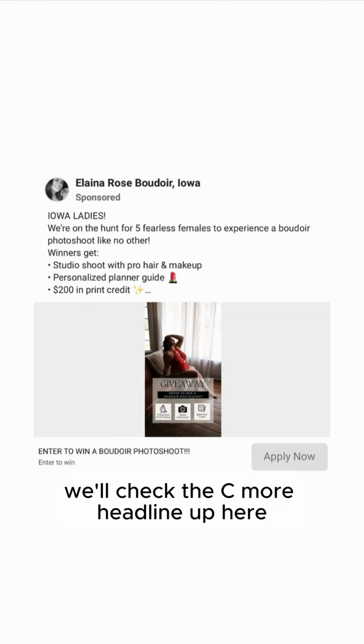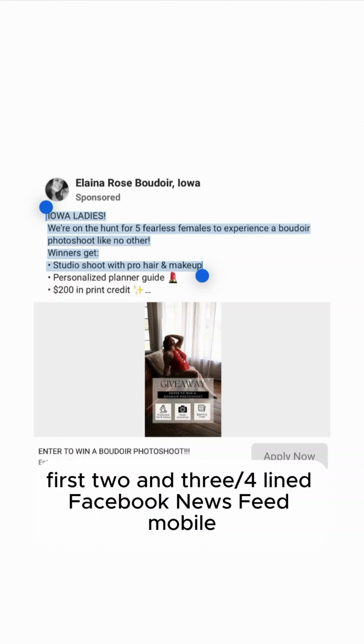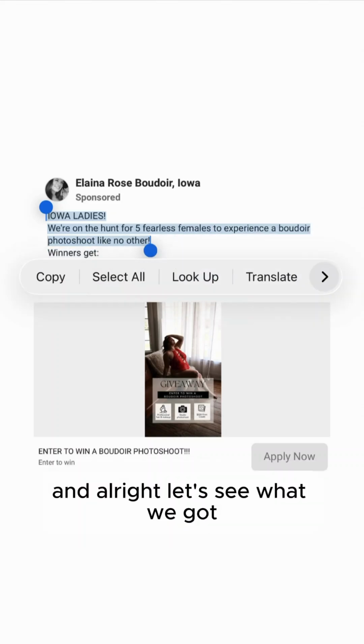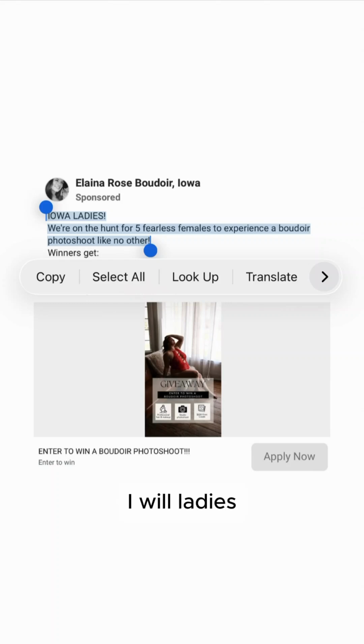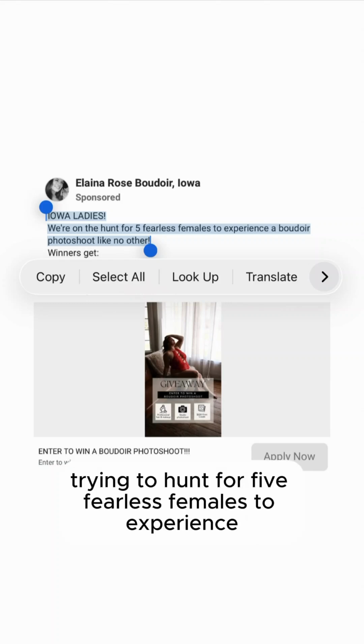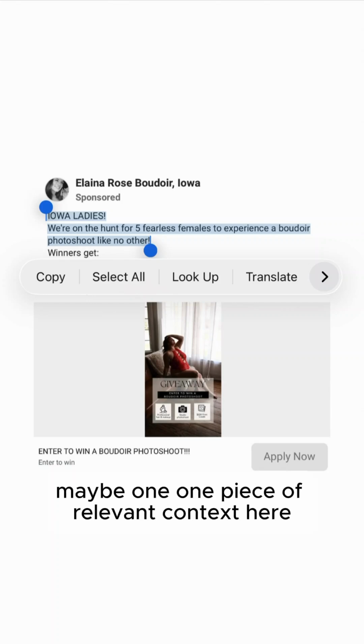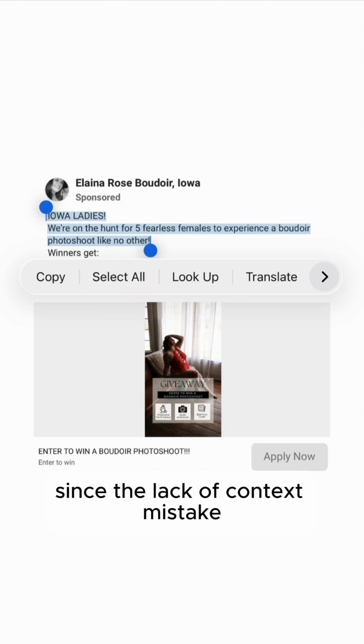All right, finally, we'll check the see more headline up here, first 2 3/4 lines, Facebook newsfeed mobile. And all right, let's see what we got. All right, well, ladies are on the hunt for 5 fearless females experiencing Boudoir photos you like now. All right, so we only got maybe one piece of relevant context here. So it's the lack of context mistake.